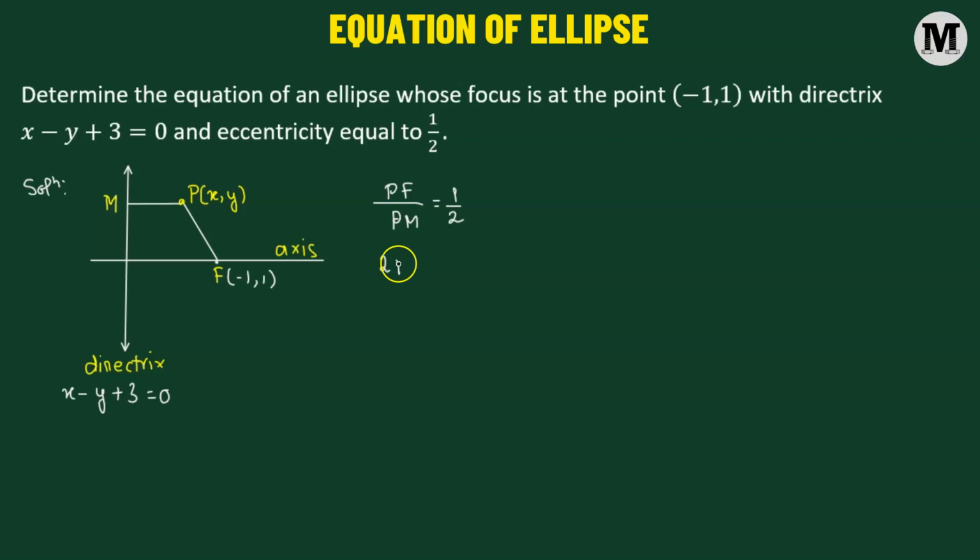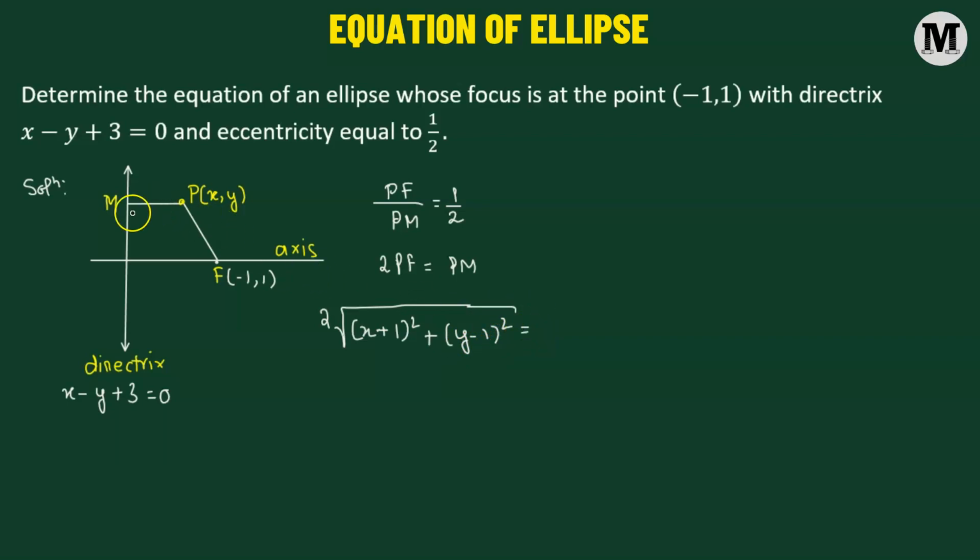So we'll start from here. We'll take 2 times PF equals PM. Now PF can be easily obtained by using the distance formula since we have the coordinates of its endpoints. So we have 2 times the square root of, we take the difference of the x coordinates: x minus -1, that gives us x plus 1. Square this and then add it to the difference of the y coordinates, that's y minus 1, so y minus 1 whole squared. This will be equal to PM.